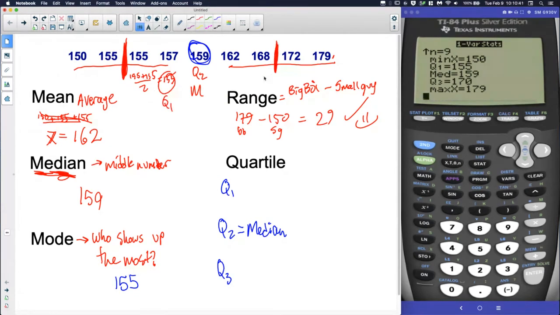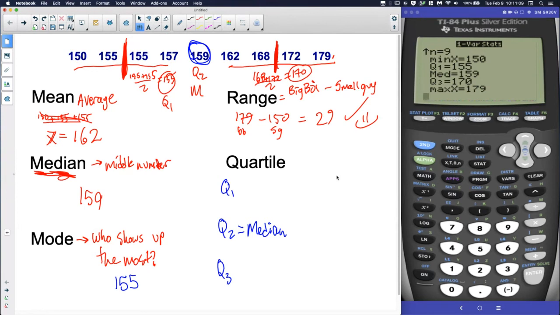Now for this one, we've got to do 168 plus 172 divided by 2. And the calculator says that's 170, and it is 170, I promise. I don't lie. So 170 goes right here. So now we've divided up our numbers into 4 equal parts. 1, 2, 3, 4. That's what we mean by quartiles. But like I said, the calculator will do that for you.